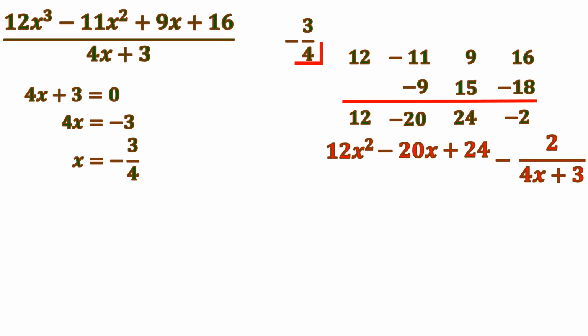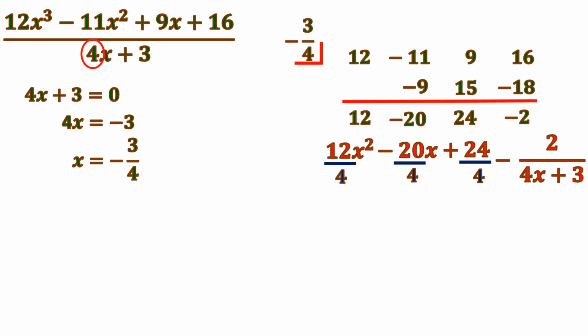Now you might say that this is already the quotient, but it's not. We're not yet done because there's one more step to do. Observe that we have a 4 at the side of x in our divisor. So it is telling you that after getting the quotient using synthetic division, you're going to divide all by 4, except for the remainder. So we're going to divide all these terms by 4 because of the coefficient of x in the divisor.